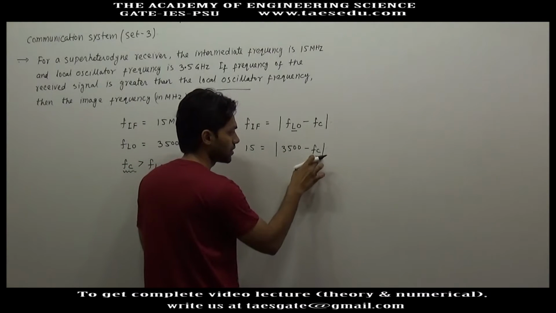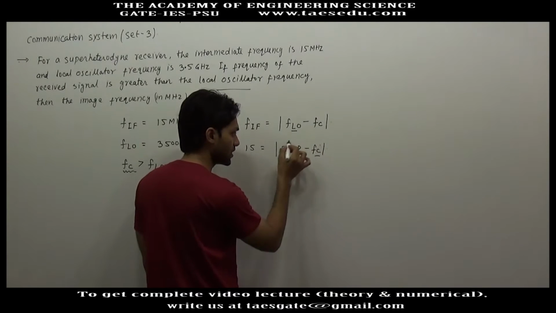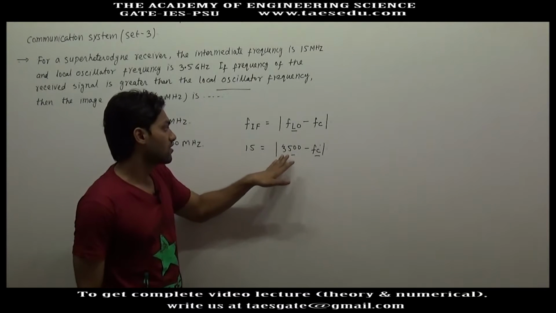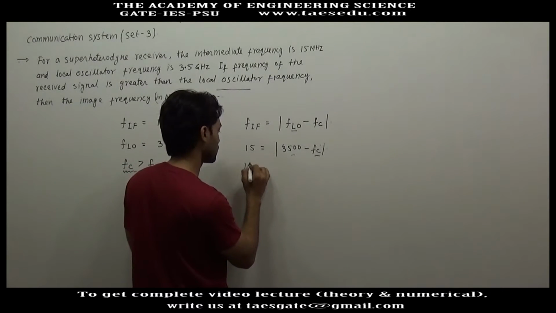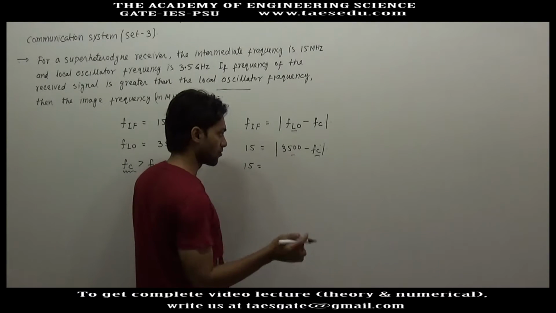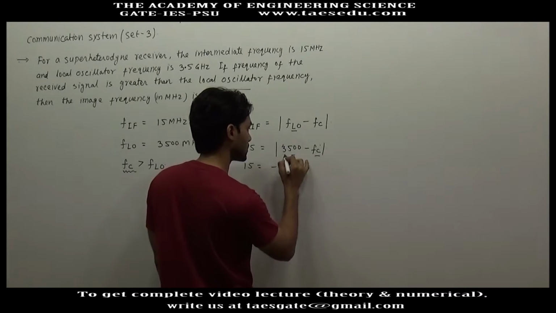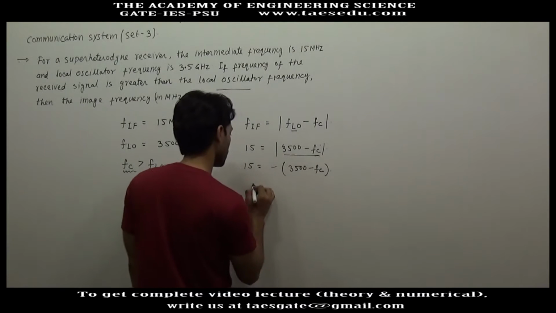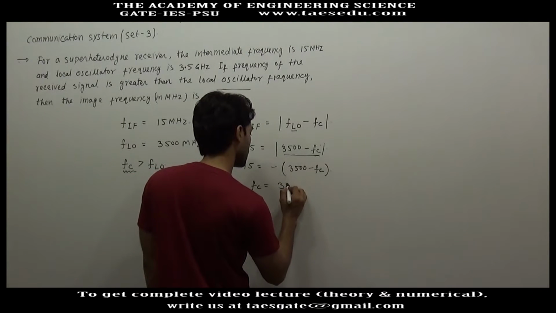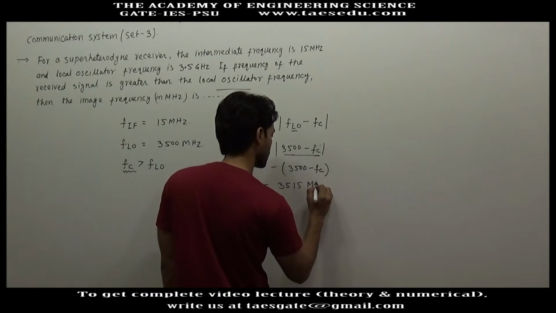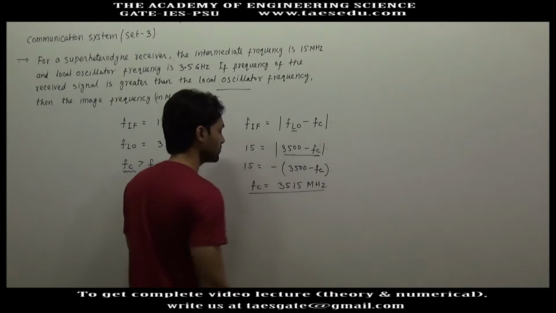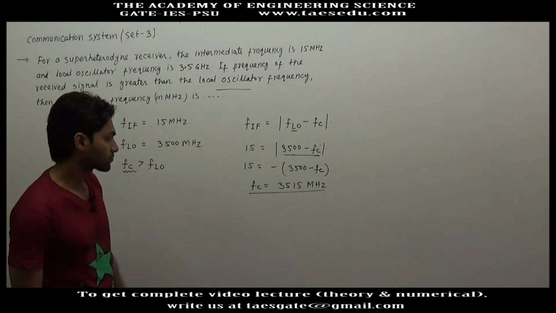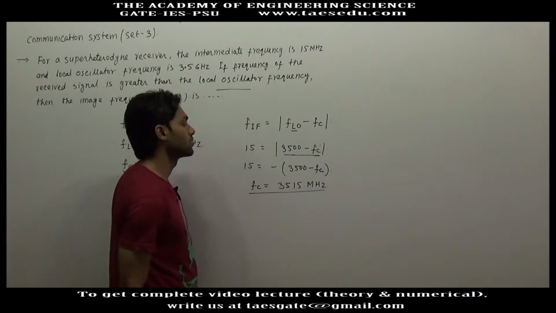So if Fc is greater than 3500, this quantity will be negative, and if you take a negative quantity out of the modulus, there will be a minus sign to make it positive. So 15 will be equal to minus of (3500 minus Fc), because this quantity is negative. From here Fc is 3515 megahertz. This is the signal frequency, and it is greater than the frequency of the local oscillator.